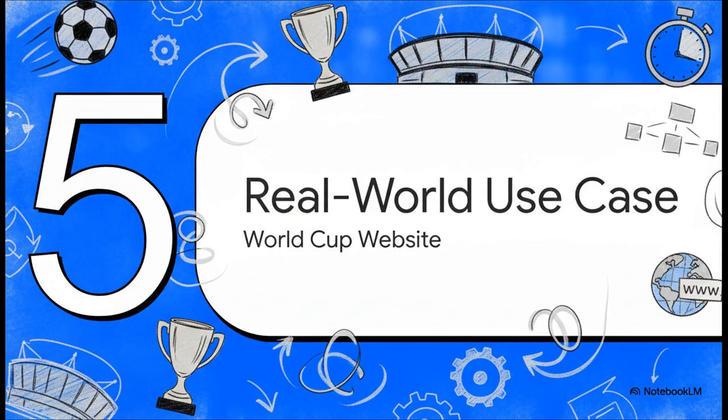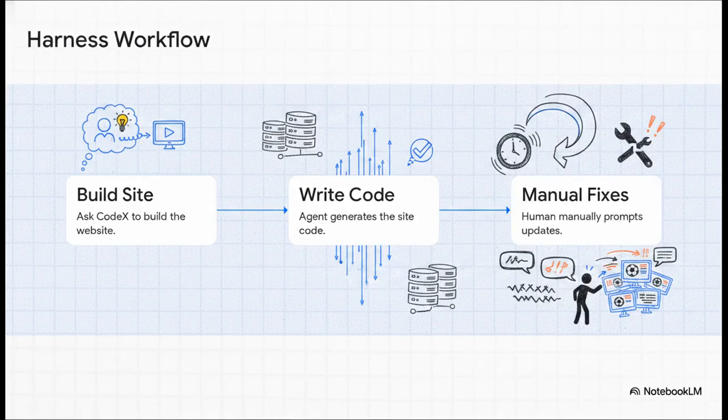And that perfectly sets up Section 5, a real-world use case, the World Cup website. Let's take all of these theoretical buzzwords and ground them immediately in reality, okay? We're going to look at building and maintaining a dynamic World Cup sports website. This shows perfectly why loop engineering isn't just some experimental gimmick, but a highly necessary evolution for complex software.